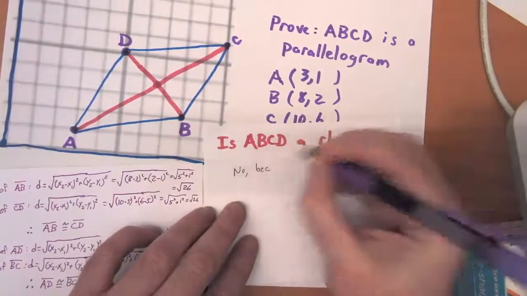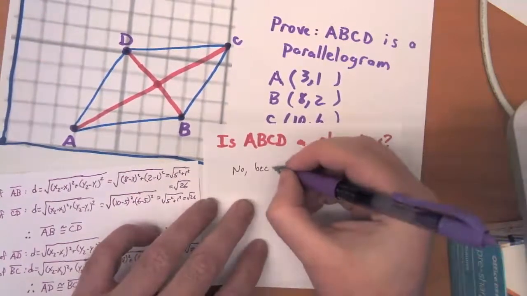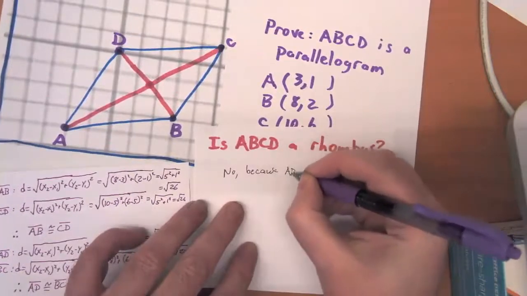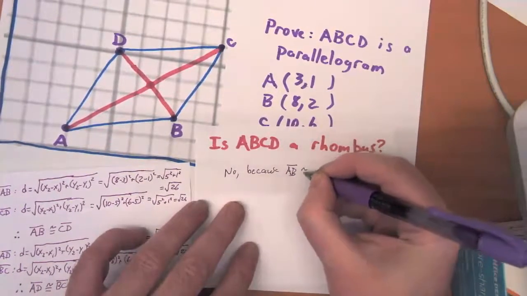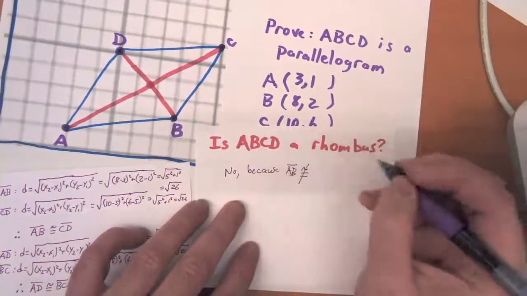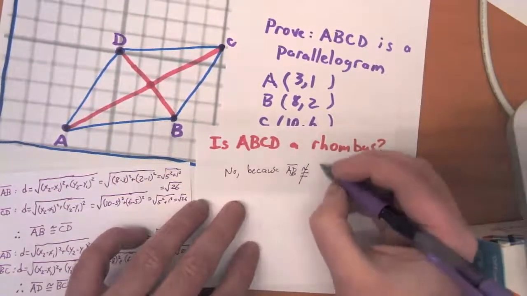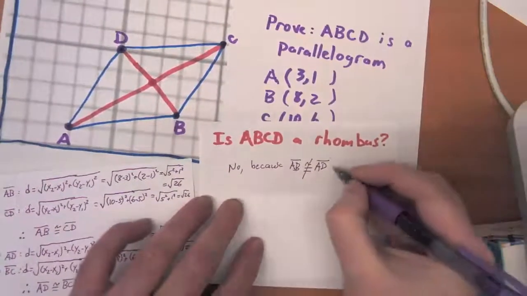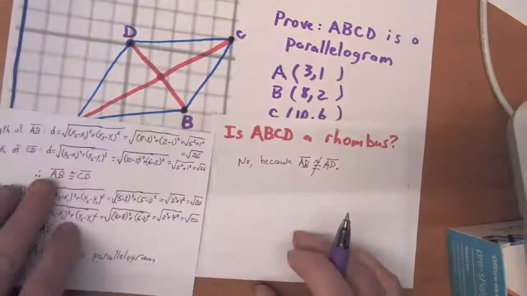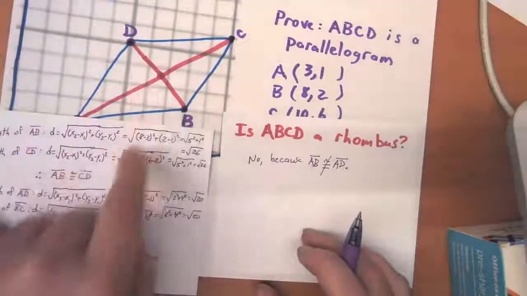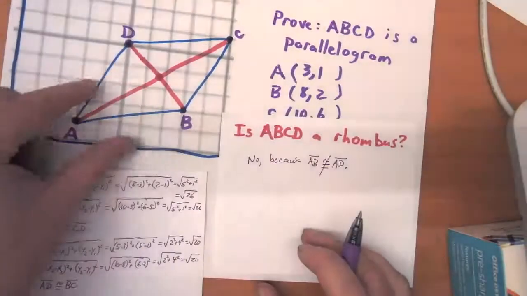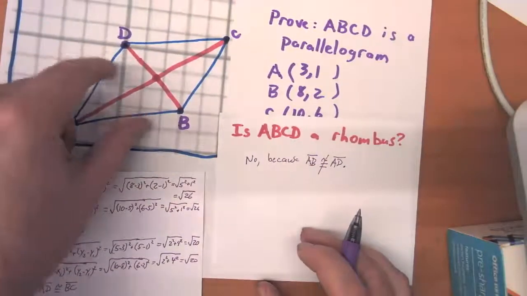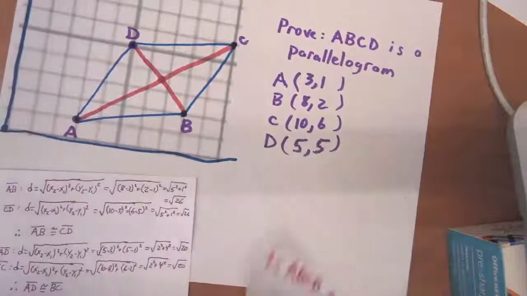And so that is enough for us to say, no, it's not a rhombus, because AB is not congruent. I'm going to write the congruent symbol, and then write a slash through it. That's all I need to say along with these calculations to answer the question of whether this is a rhombus, because a rhombus has congruent consecutive sides, and this doesn't, so this isn't a rhombus.